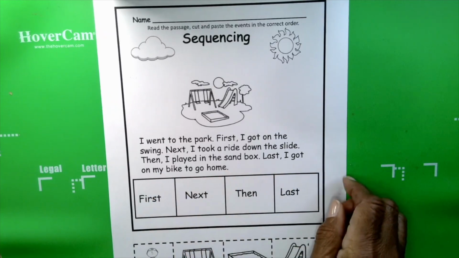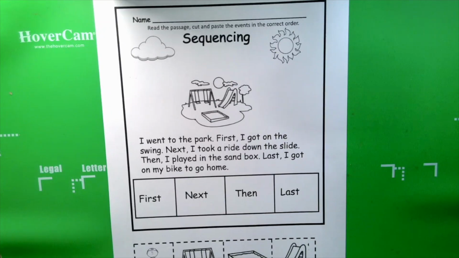Okay, boys and girls, so take a look at the picture. We know that the setting of the story is at the park. So the boy is saying that he went to the park and he's telling us all the things that he did at the park before leaving to go home. We're going to read it together.